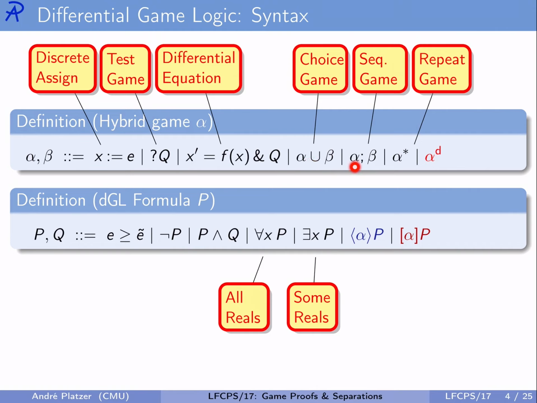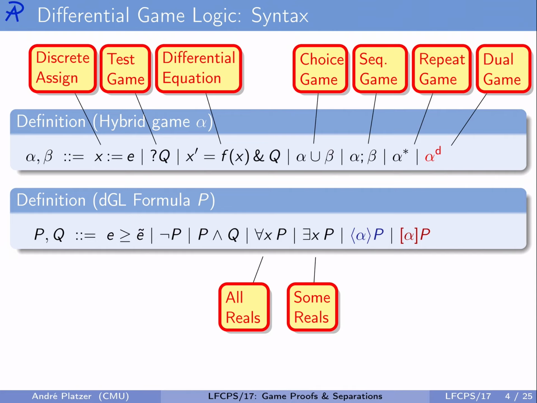a sequential game where you first follow the game alpha and then you play the game beta, the repetition game where Angel is in charge of repeating alpha any number of times she sees fit, and most importantly, the dual game, where now the entire control is flipped around, such that every decision that Angel had, now Demon does have, and every decision Demon did have, now Angel does have. The roles of the players flip like in pretend play.